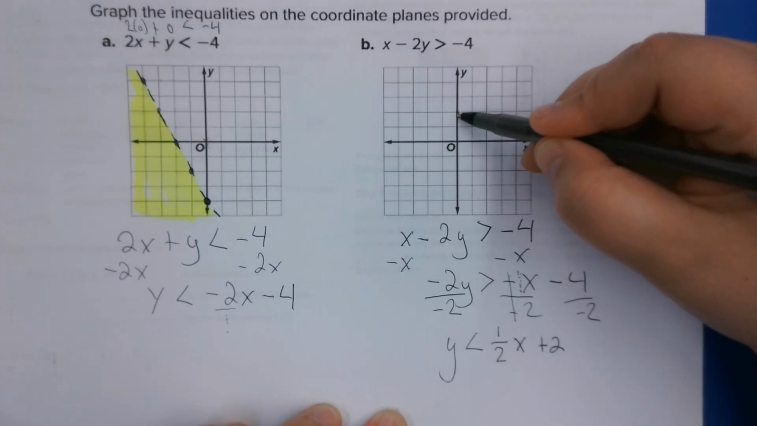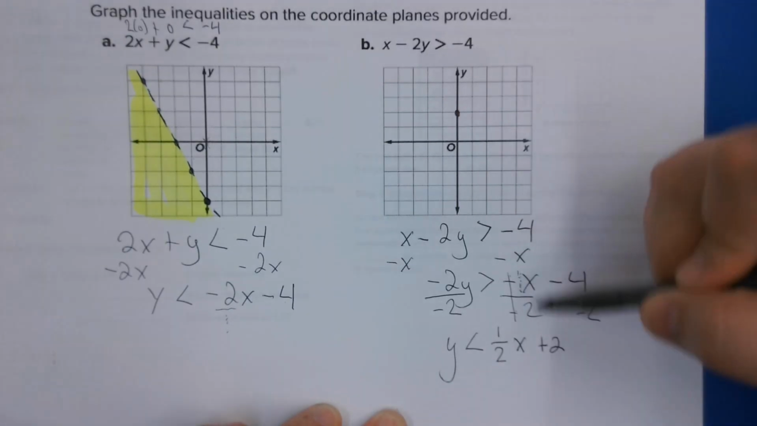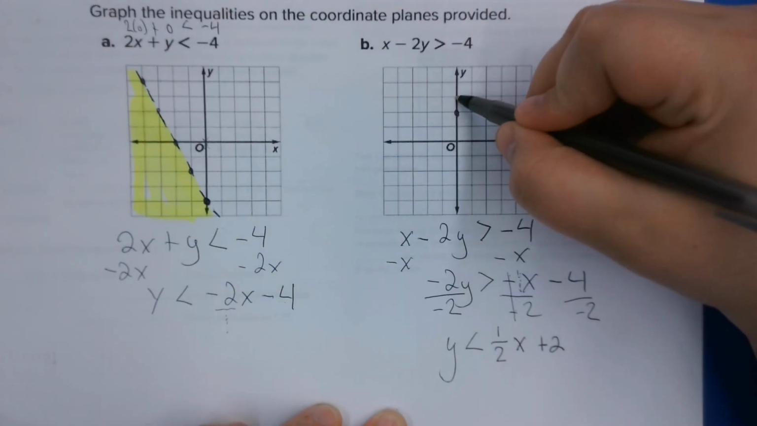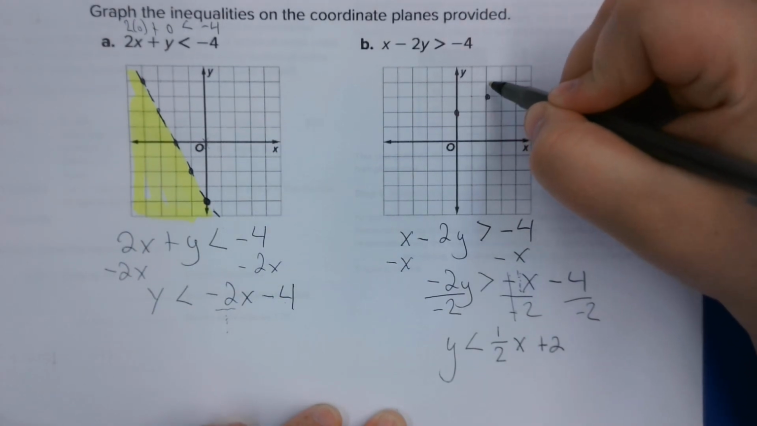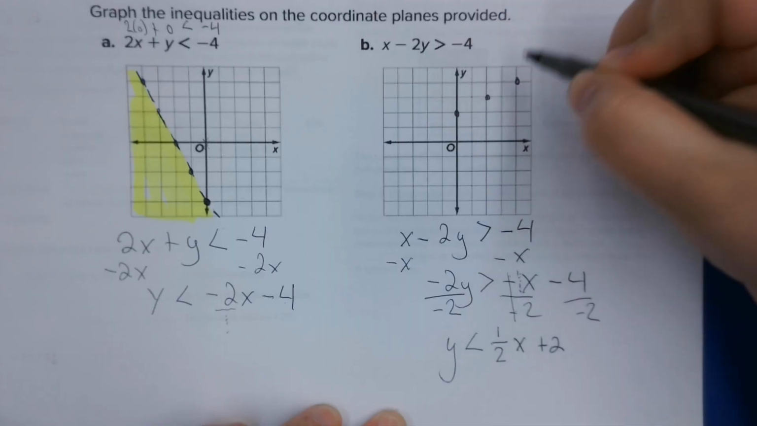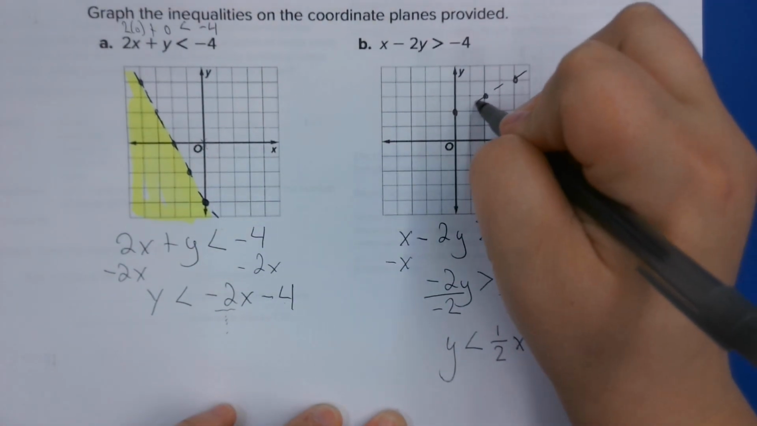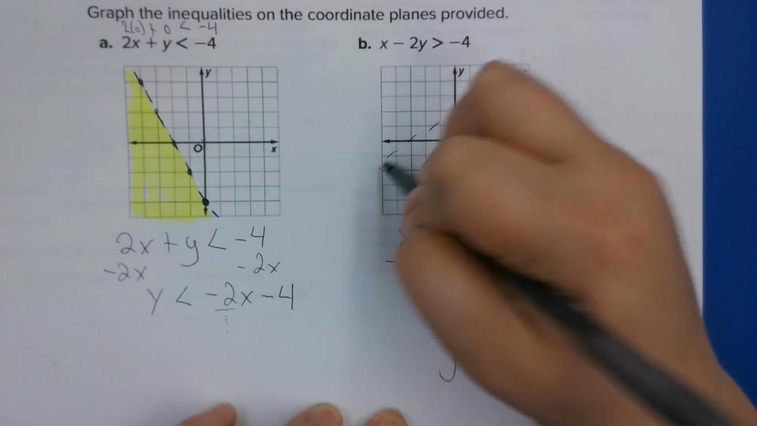1, 2. My slope is up 1 to the right 2. So up 1 to the right 2. Up 1 to the right 2. I see this is going to be a dashed line, so I'm going to dash, dash, dash, dash, dash.